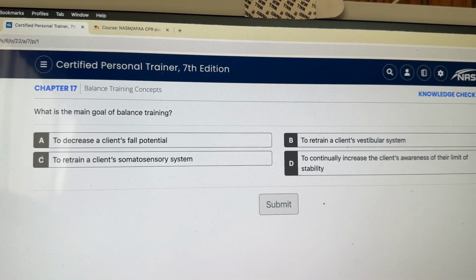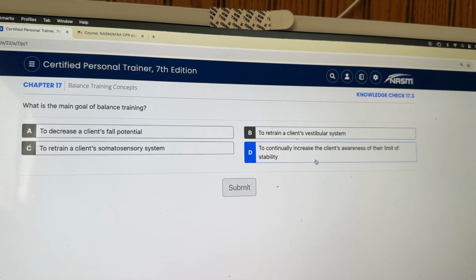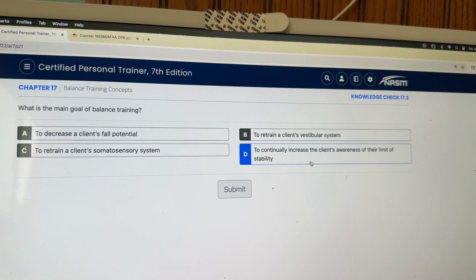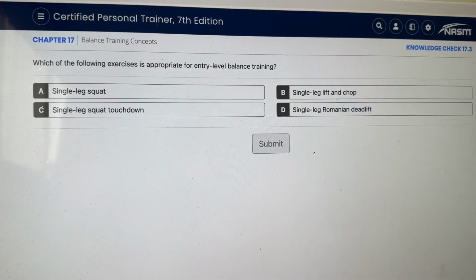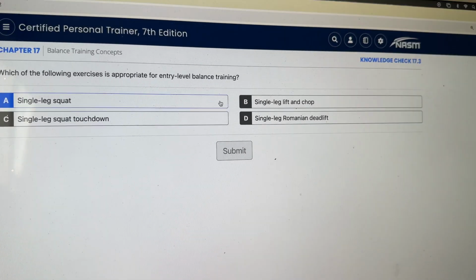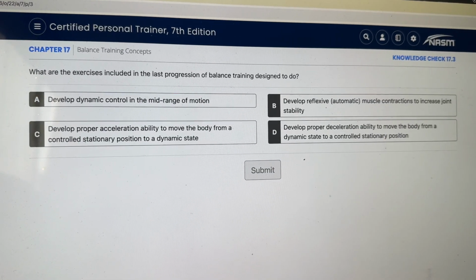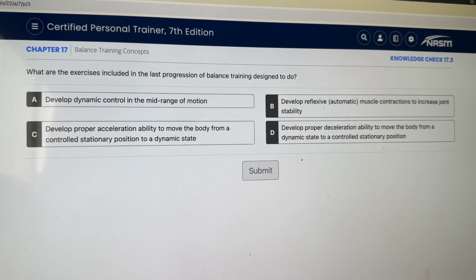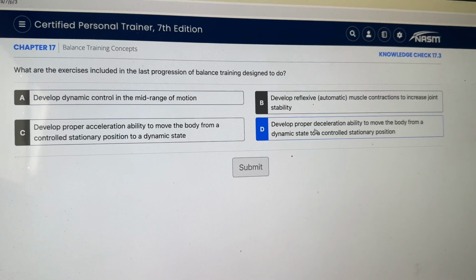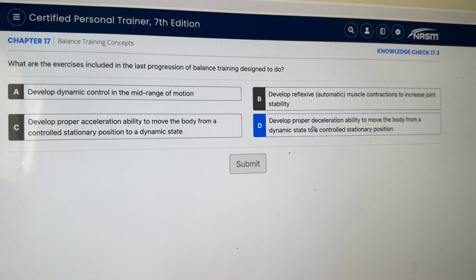Only 3 questions. Here we go. What is the main goal of balance training? I think it's to continually increase the client's awareness of their limit of stability. Which of the following exercises is appropriate for entry-level balance training? What are the exercises included in the last progression of balance training designed to do? I think it's develop proper deceleration ability to move the body from a dynamic to a controlled stationary position.